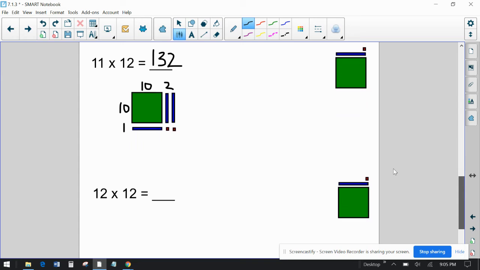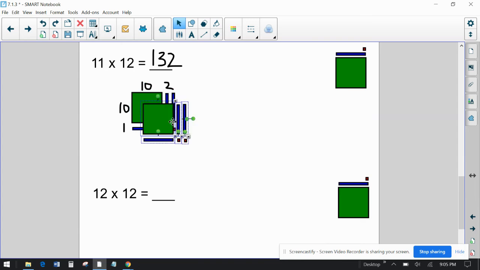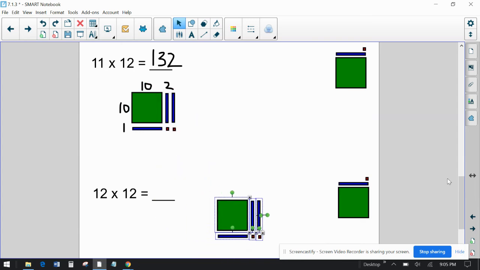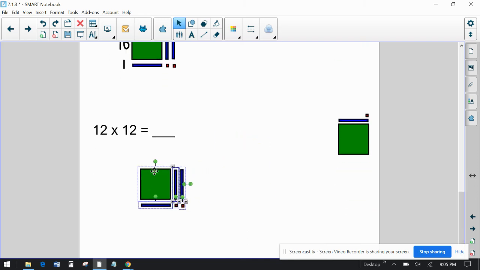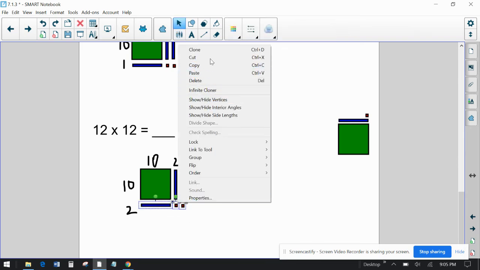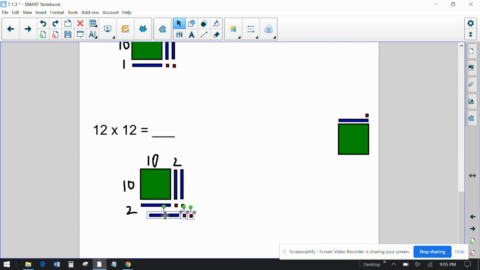Moving forward, the last one we'll do is 12 times 12. So I'm just going to clone my 11 by 12, knowing that we have 12 along the top. And now we also need to have 12 here. So I'm going to clone that bottom one. That was our 11th one. Now we have our 12th row.